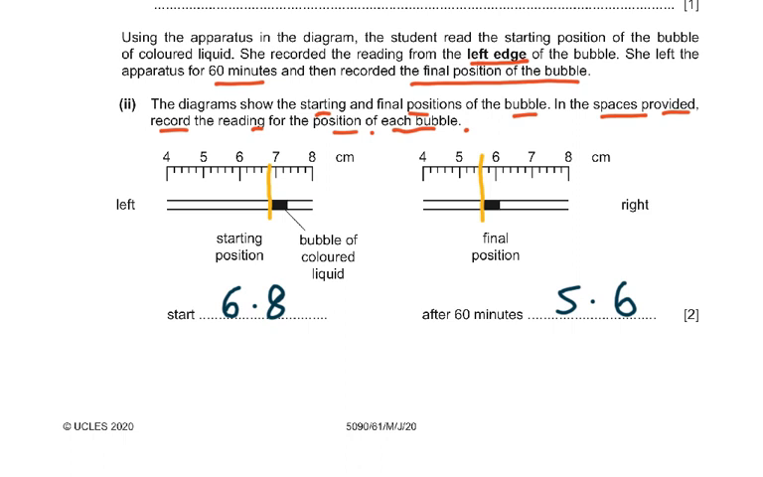So you can see the answer to this was 6.8 and 5.6, and this was for 2 marks. So please remember, you had to get 6.8. It says in the space provided, record the reading for the position.